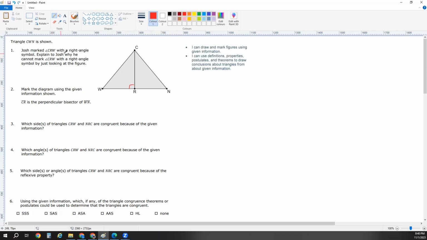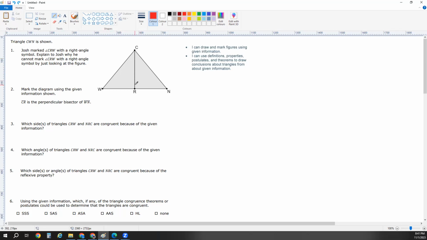So we're going to explain to Josh why you cannot mark CRW just by looking at the figure. It can't be assumed by the diagram that it's a right triangle. Although it might look like a right triangle, you can't just presume that congruence or equality can be presumed just by looking at the diagram. We talked about that in detail before. Just because something looks congruent or looks equal or looks like it's a right angle, looks can be deceiving.